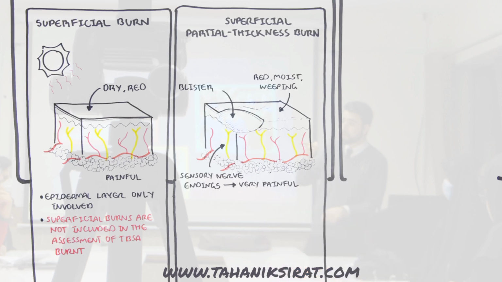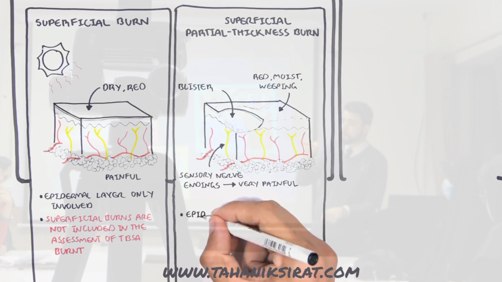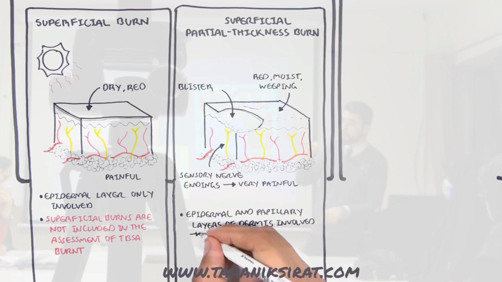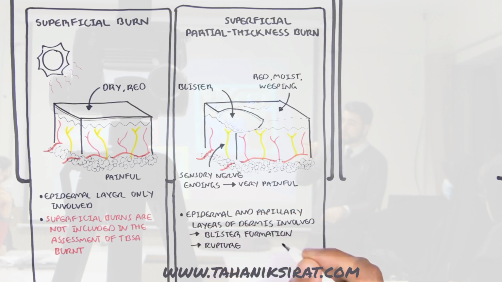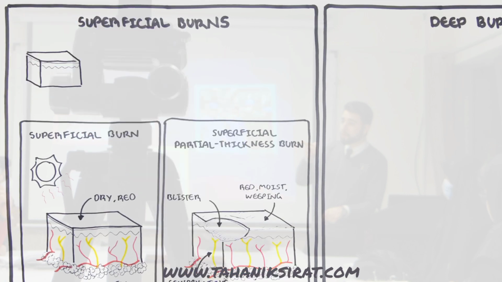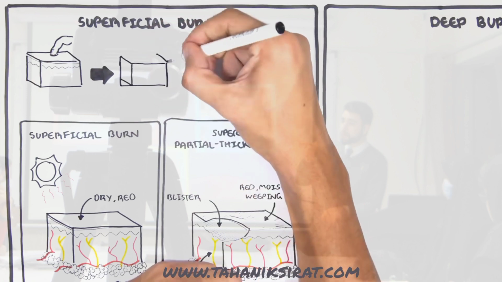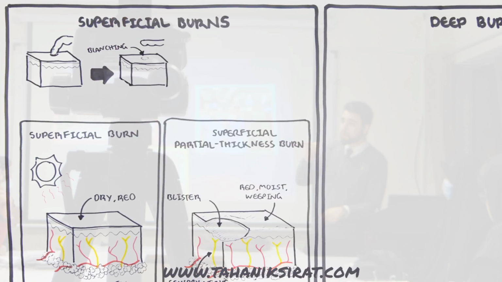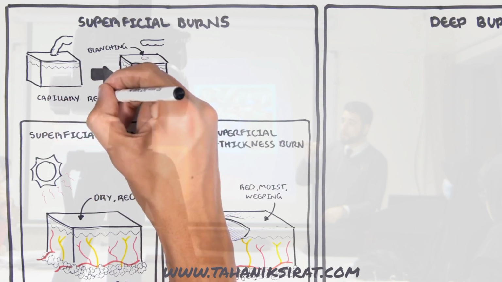Again, in superficial partial thickness burns, your epidermal and papillary layers of the dermis are involved. The important features here are blister formation, rupture of blisters causing a weeping, moist injury. As mentioned before, and I'll mention this again, superficial burns are characterized by a blanching injury. So when you press your finger on the area, pressure will return to its normal color because of the normal perfusion.